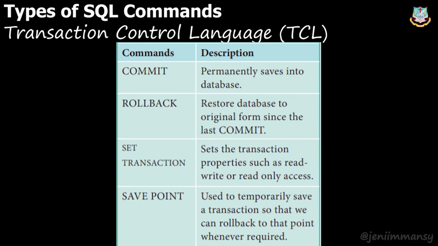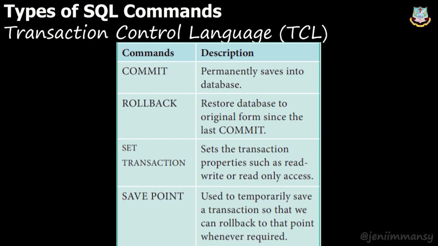Okay, and the next one is savepoint. Savepoint is used to save a transaction temporarily, so that you can roll back to that point whenever required. It is not a permanent save, just a temporary save. That is savepoint. So commit, rollback, set transaction, savepoint will come under transaction control language.